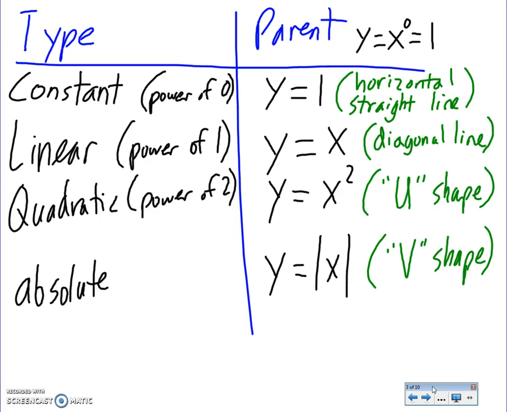And it's just a horizontal straight line. If you have x to the first power, that's linear. We usually don't put that 1 there. If it's invisible, it's a 1. You know that. That's a diagonal line. You draw it all the time. Quadratic means power of 2. So y equals x squared. And that's a U shape. And then absolute is y equals absolute value of x. And that's a V shape.